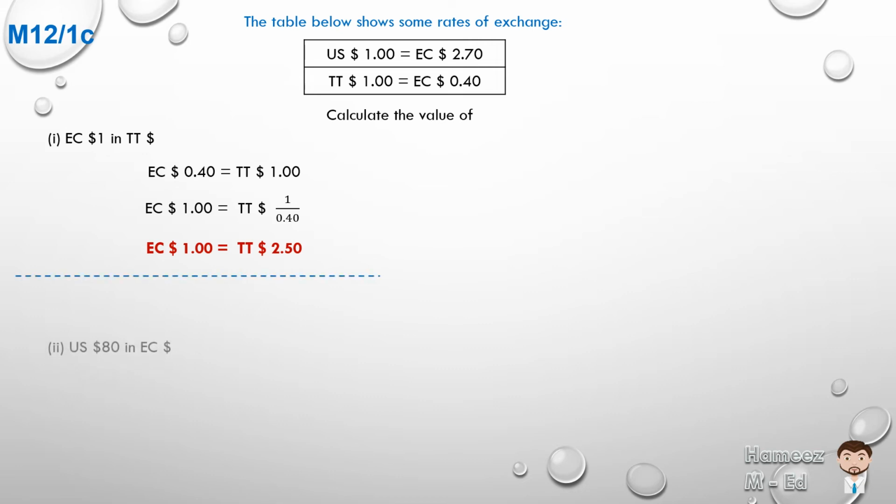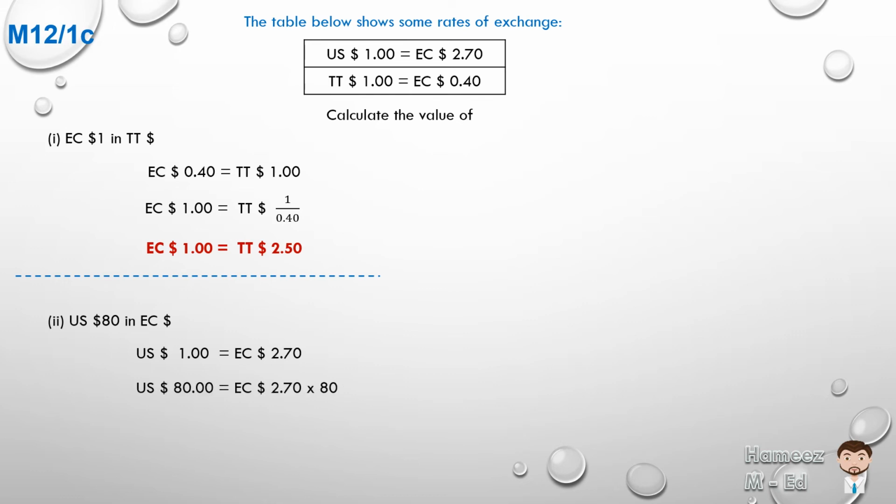Part 2. Convert 80 US to EC. So if we look at what's given in the rows, that will help us in our first row because we have US and EC compared. So we can write that 1 US is equal to 2.70 EC. And if we want to find for 80 US, means we multiply by 80 on the left-hand side. So let's multiply by 80 on the right-hand side. And using our calculators, that gives us 216 EC. And as such, 80 US works out to be converted to 216 Eastern Caribbean currency.